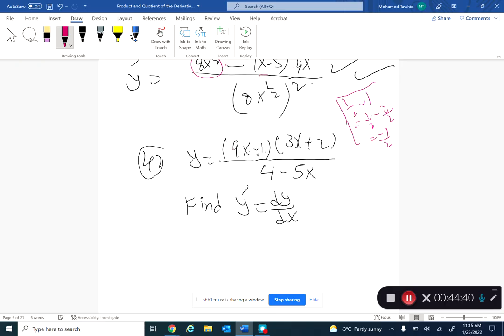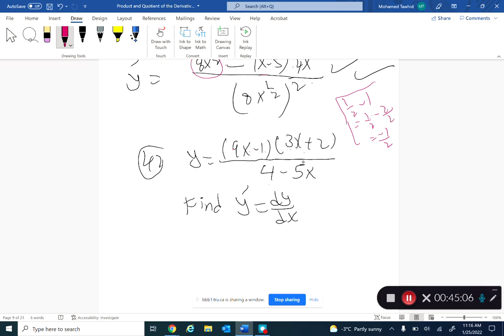9x minus 1 multiplied by another bracket, 3x plus 2. And the whole thing divided by 4 minus 5x. Did you hear divided by? Quotient rule. So here I heard multiply, product rule. I heard divided by, quotient rule, which means I have to use those two rules to solve this problem.